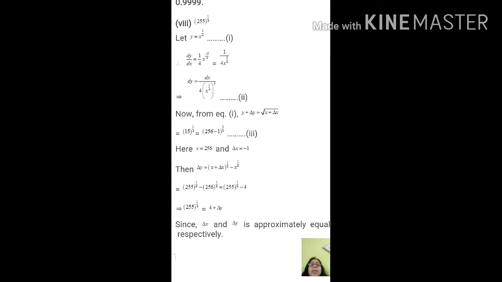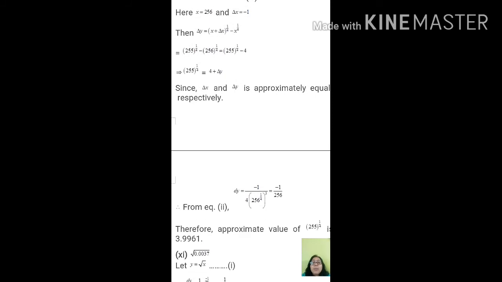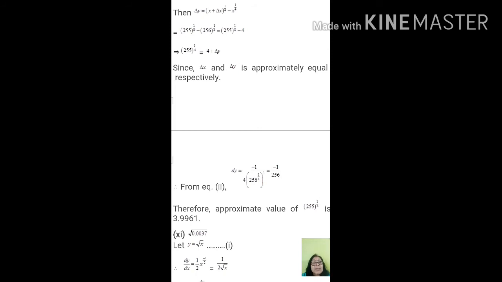Now x and delta x I have already told, and delta y is (x plus delta x) whole to the power 1 by 4 minus x to the power 1 by 4. So x plus delta x means 255 whole to the power 1 by 4, minus x, which we have considered as 256, so 256 whole to the power 1 by 4. That is 255 whole to the power 1 by 4 minus 4. Okay, so 255 whole to the power 1 by 4 is 4 plus delta y. Now delta y, or dy, is equal to dy/dx into delta x.